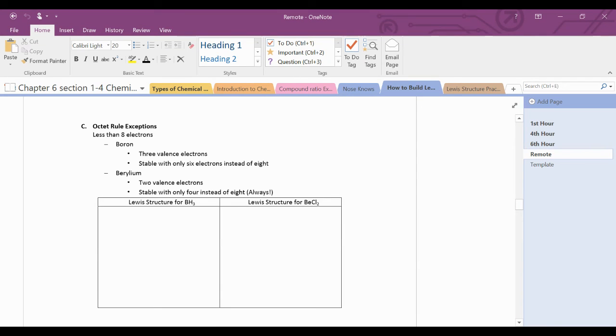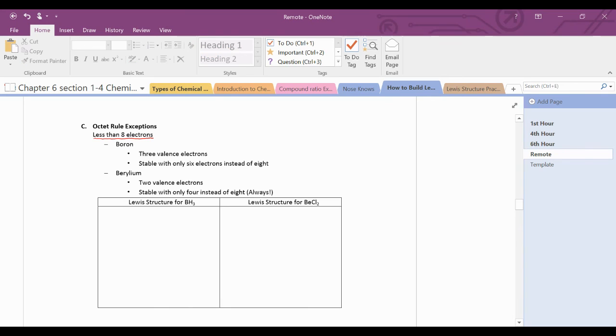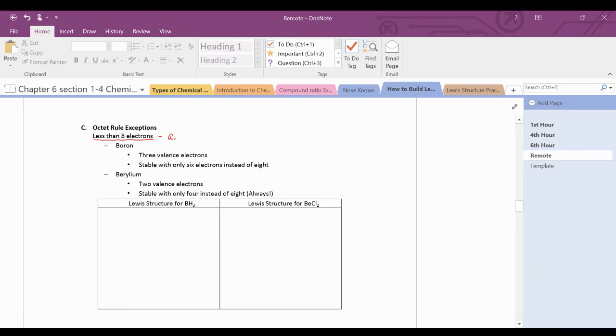All right, so this set of Lewis structures are ones that are exceptions to the octet rule. In other words, they're not going to have 8 valence electrons when they bond. So we can actually divide these into 2 sets. In one set, we have elements that when they bond are going to have less than 8 valence electrons. And it's important to note that these 2 elements we're going to talk about in this section always behave this way.